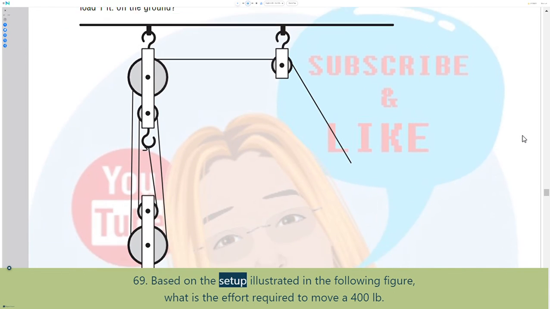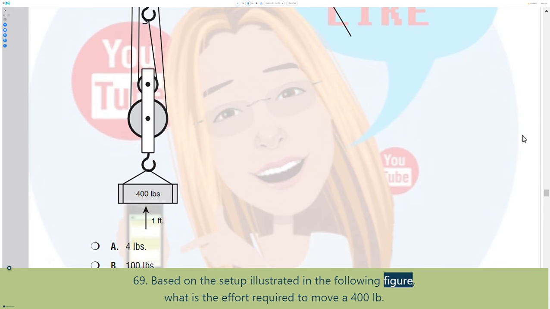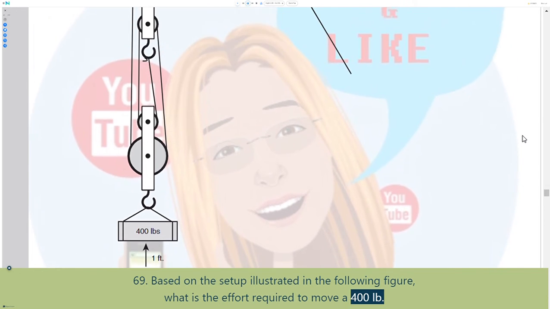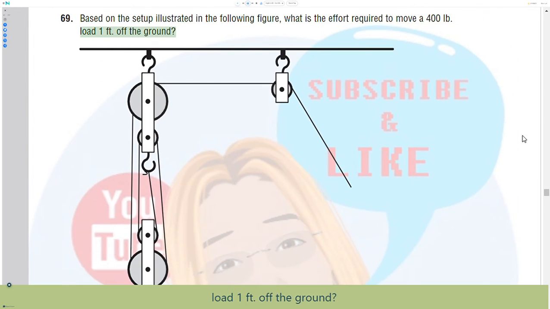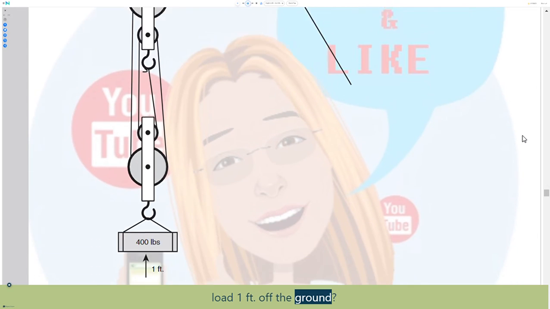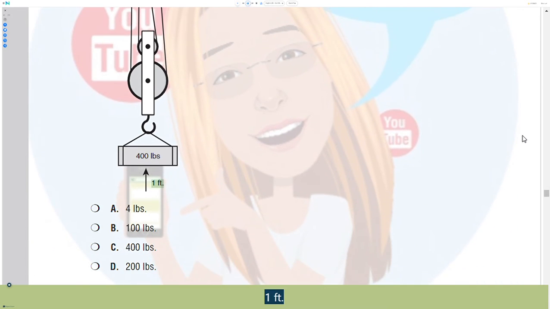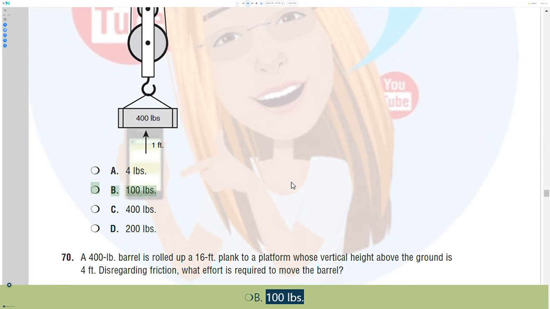69. Based on the setup illustrated in the following figure, what is the effort required to move a 400 pounds load 1 foot off the ground? 1 foot. 400 pounds. A. 4 pounds. B. 100 pounds. C. 400 pounds. D. 200 pounds.